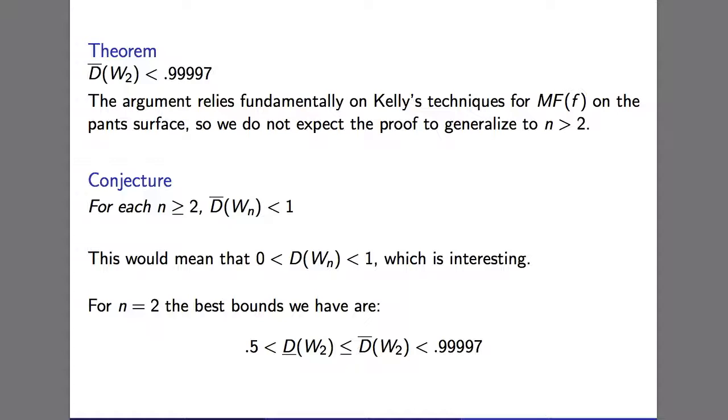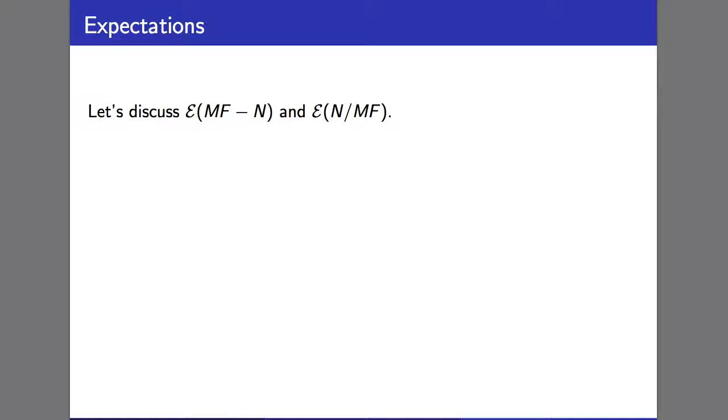In the case n equals 2, the best bounds we have derived is this. We know it must be greater than 0.5 and less than this number. So there's some opportunity to improve this bound. Certainly it's pretty far apart right now. Anyway, let's talk about the expectations.